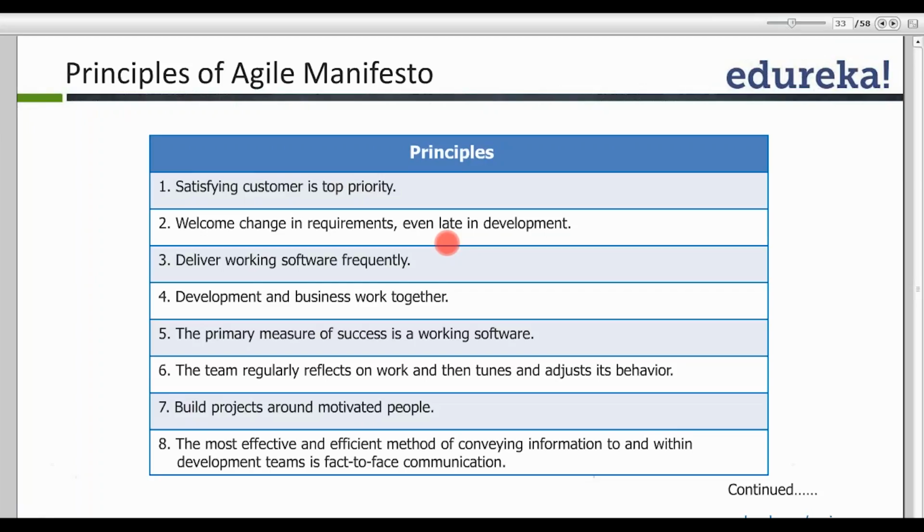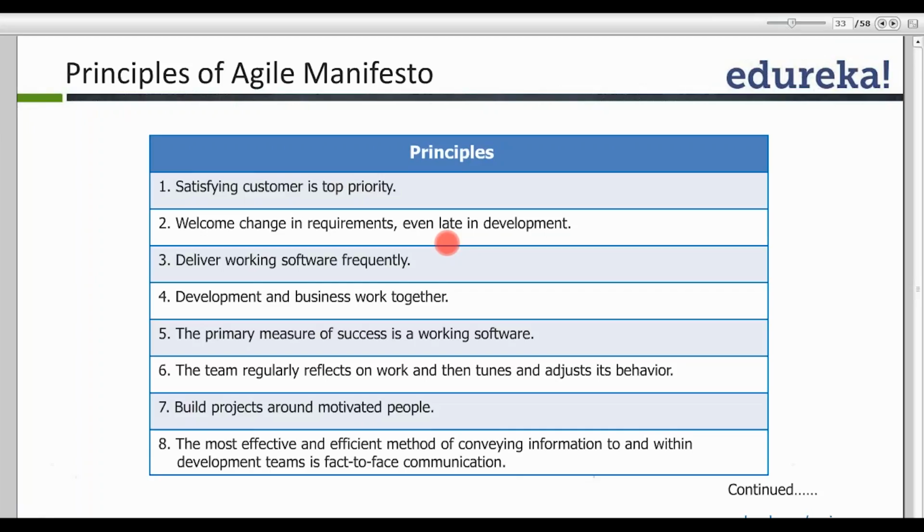The fourth principle says the development team and the business team work together, or they collaborate together. That is your fourth principle. The fifth one is that the primary measure of success is working software. So the primary measurement or the proof of completion is my working software.